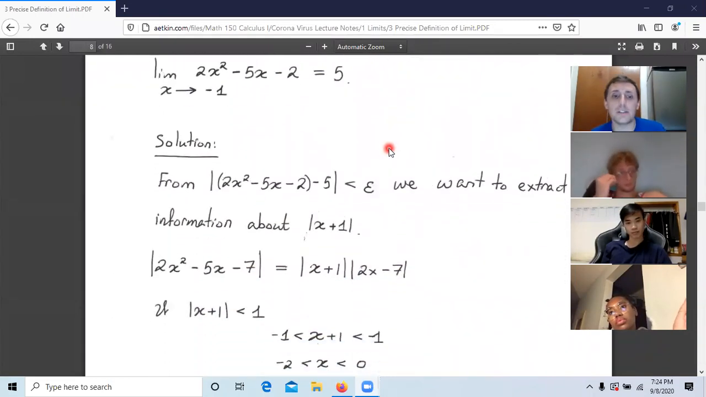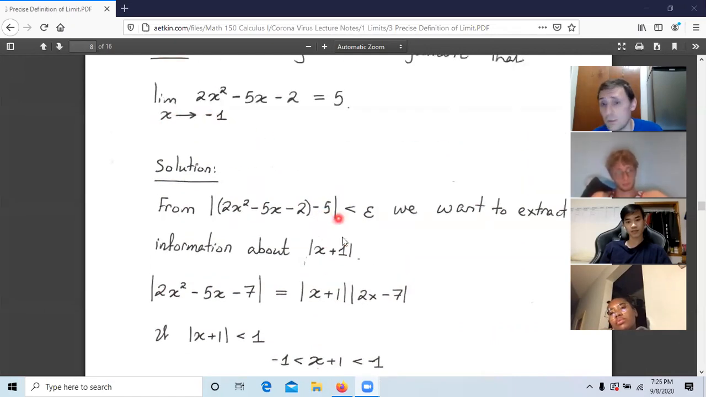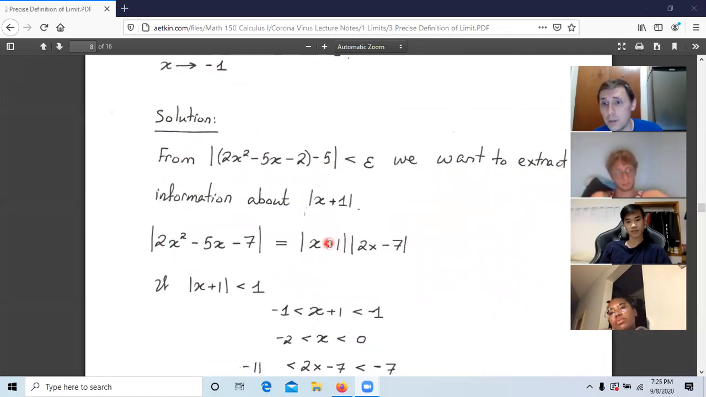Now, here is the argument, and see how I figure it out, okay, guys? First of all, this is going to be the last stage. We just want to investigate 2x squared minus 5x minus 2 minus 5, which gives us minus 7. I factor out x plus 1 and 2x minus 7. X plus 1 is the distance between x and minus 1. I will need information about that. Good?